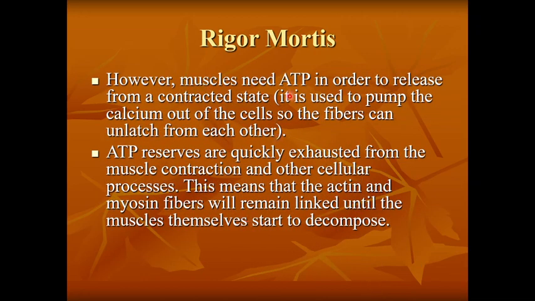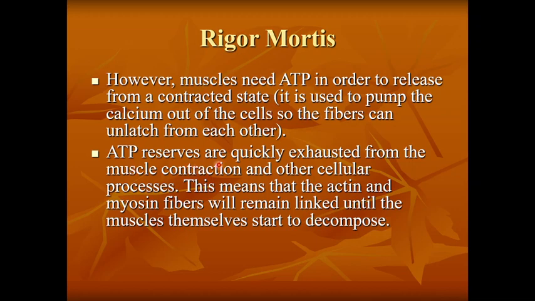However, muscles need ATP in order to release from a contracted state. It is used to pump the calcium out of the cells so the fibers can unlatch from each other. When ATP is released, the contracted muscles get relaxed. So this important function is done by this ATP molecule.